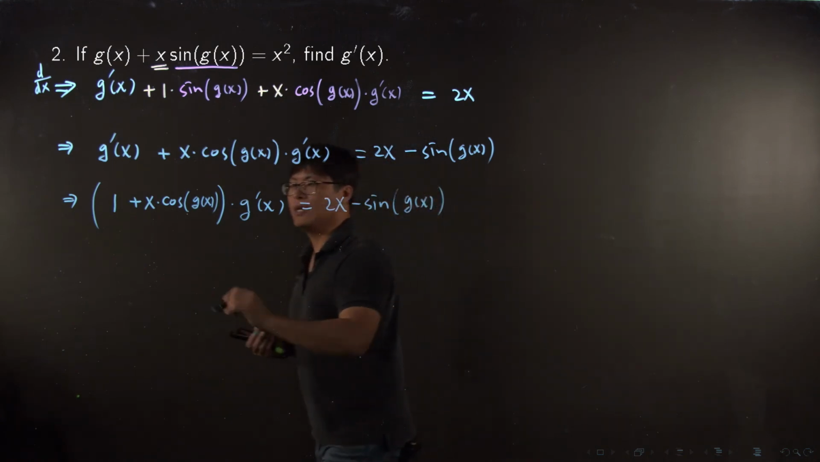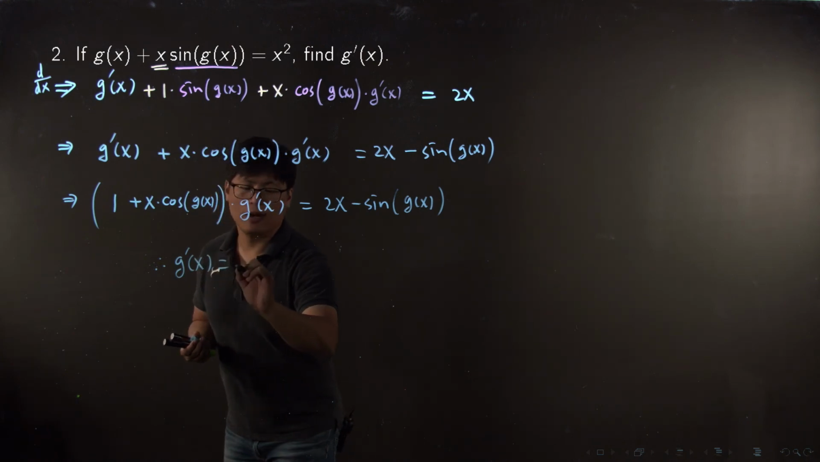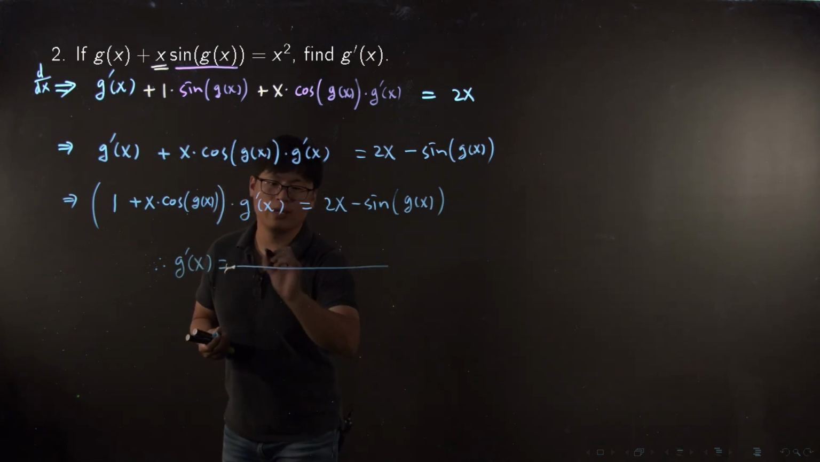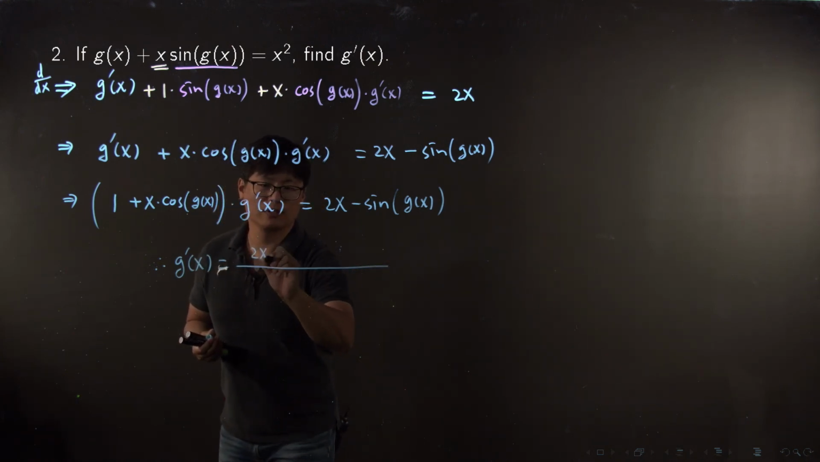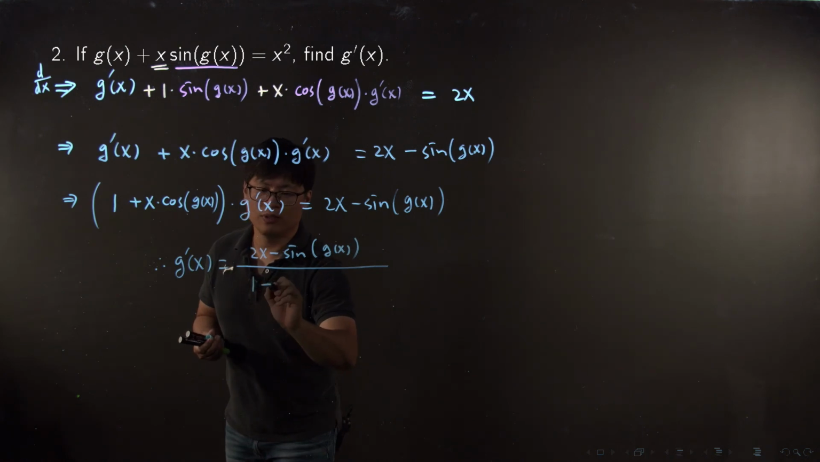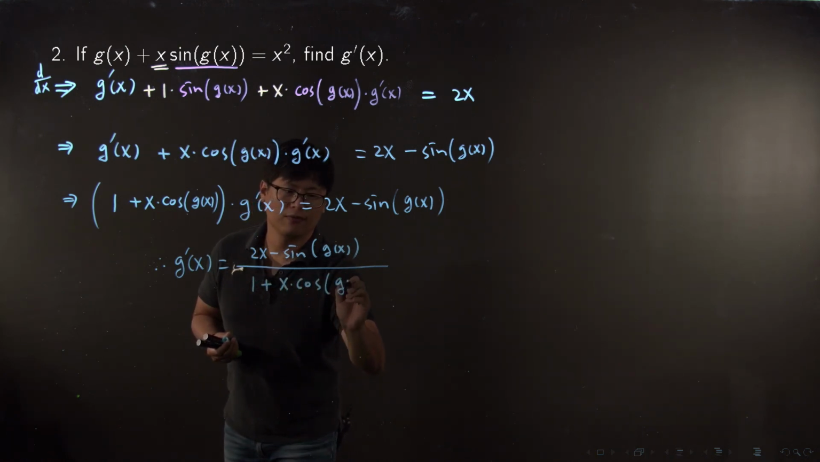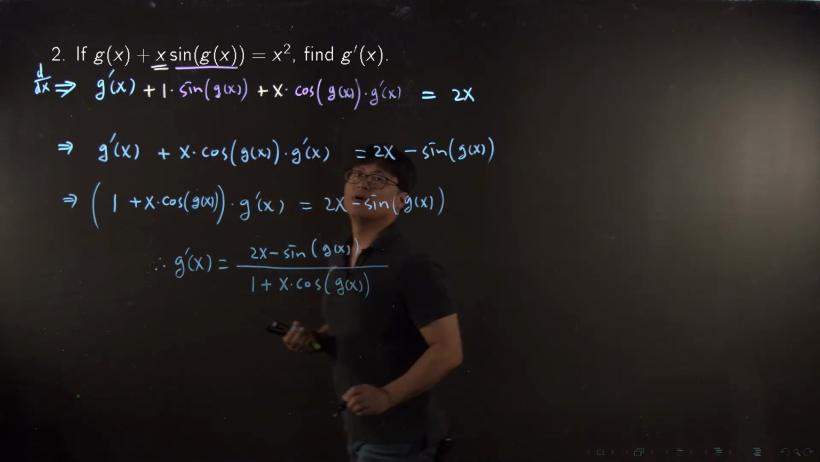Then let me divide by the coefficient of g prime x. Then your answer: g prime x equals a big fraction, 2x minus sine of g of x over 1 plus x times cosine of g of x.